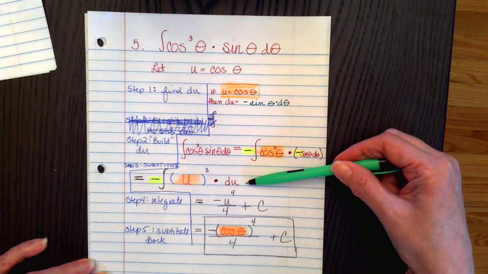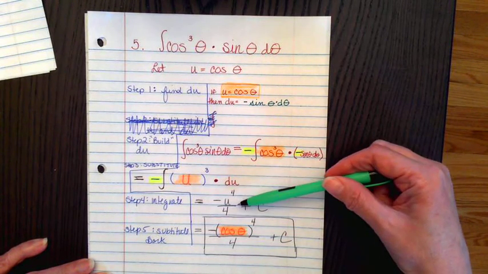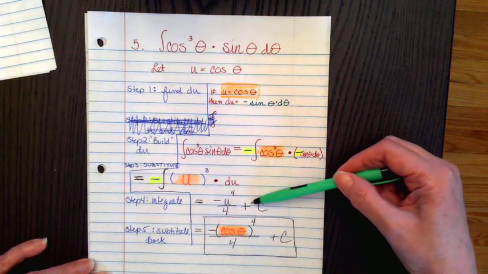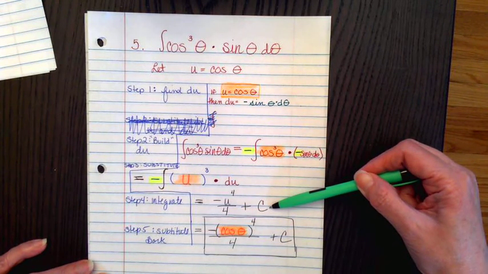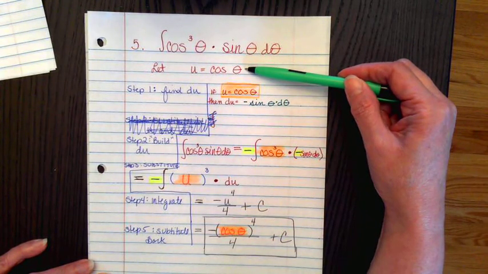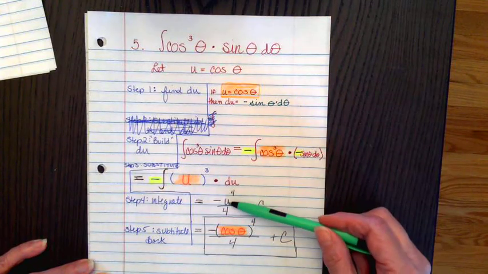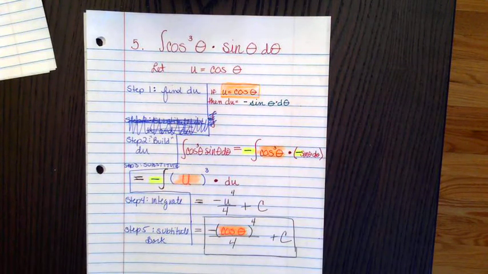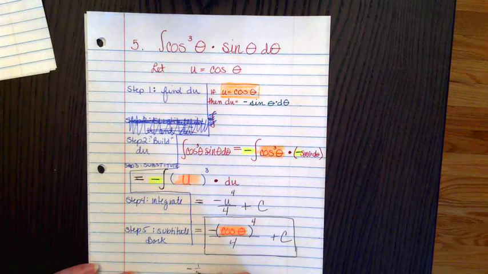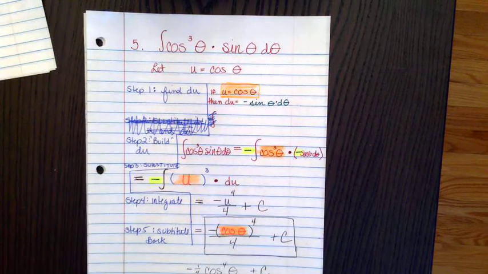The next step is to integrate. That's the easy part from here. And we get the opposite of u to the 4th over 4 plus our constant of integration, c. And the last step is to substitute back in. So going back here, we replace this u with cosine theta. So our end result ends up being the opposite of cosine theta to the fourth over 4 plus c, or we could call it negative 1/4 cosine theta to the fourth plus c, which would look like this.